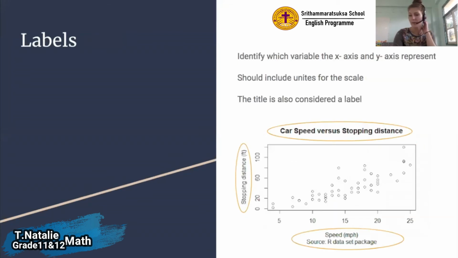Labels. It's important that we label things so that your data has meaning. Otherwise, there's just a bunch of dots on a page. We don't know what it means. So you want to identify which variable the x and y axis represents, and it should include units for the scale, and the title is also considered a label.